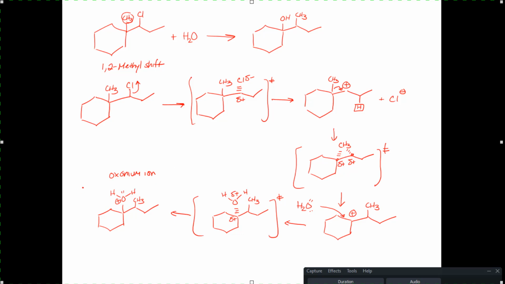So then in the final step, the water molecule would come in and collect this hydrogen as the OH bond breaks. So our transition state again would have a partial bond to the hydrogen, partial bond to the water.